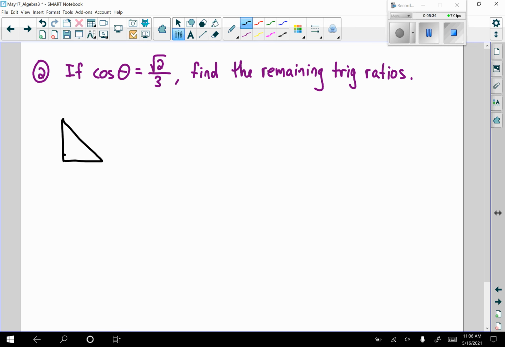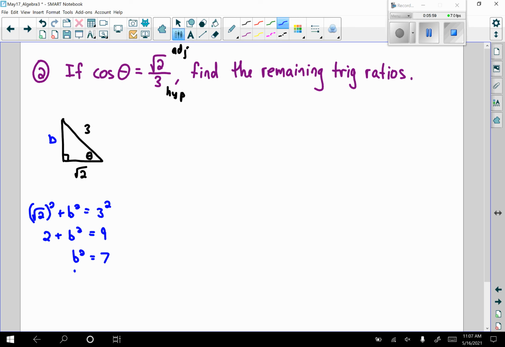All right, so here again we have our right triangle. Here's theta. Cosine is adjacent over hypotenuse. So adjacent, this side here to my angle, would become the radical 2. My hypotenuse is 3. So I'm going to use the Pythagorean theorem here. I'll just call this side b. So we'll get radical 2 squared plus b squared equals 3 squared. So that's 2 plus b squared equals 9. B squared will equal 7. So b is radical 7. So this side here becomes radical 7.